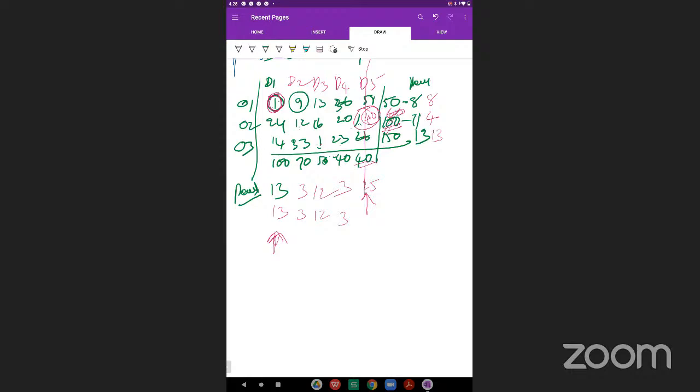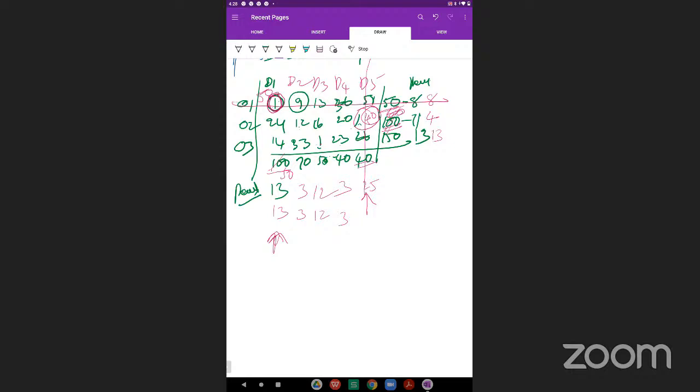Supply and requirement is how much? 100. Availability is 50. So availability only I can allot. 50 over. Pending is how much? Another 50 will be there. So the entire row is over. Row cancelled. First row is cancelled.